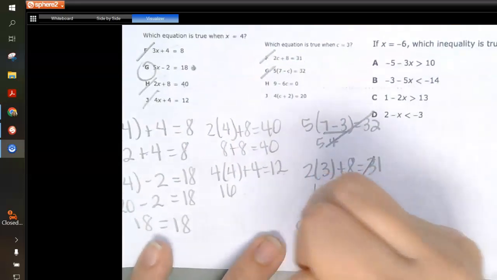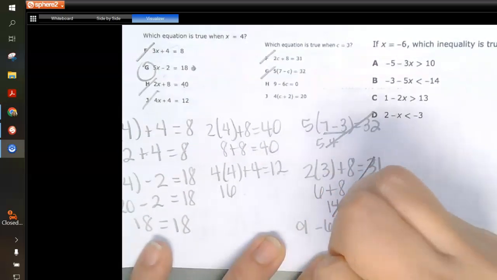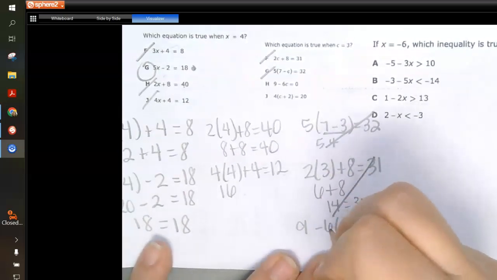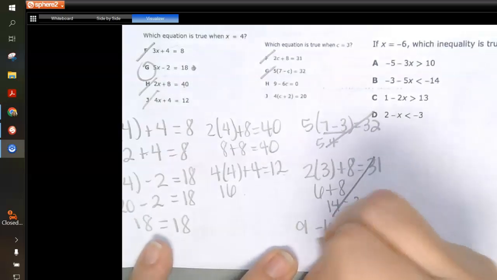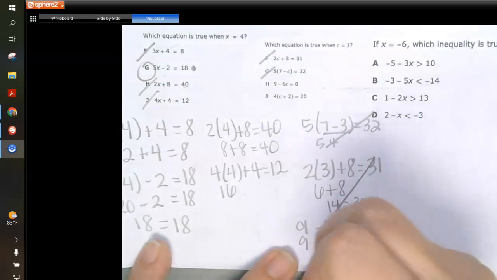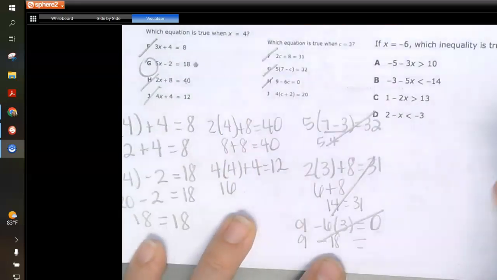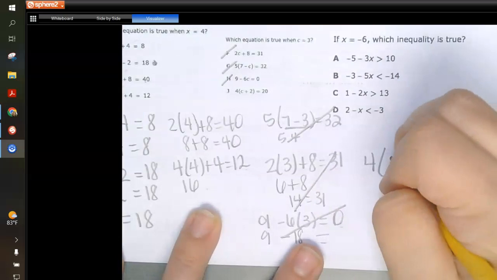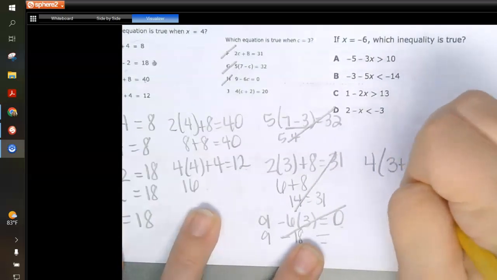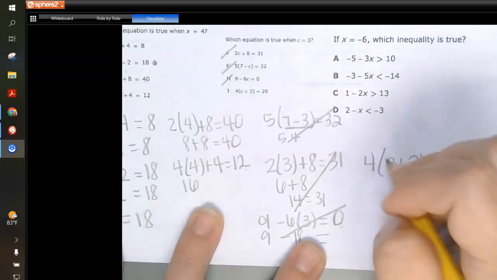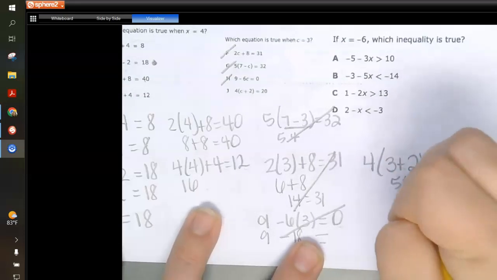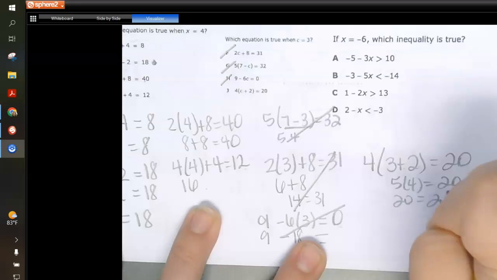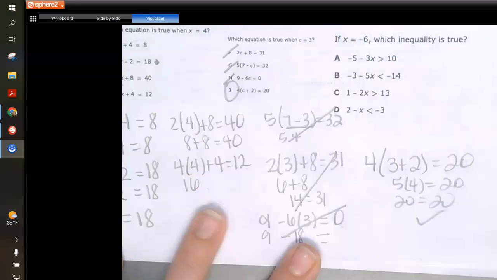So we have 9 minus 6 times 3 is equal to 0. This is going to be negative 18. 9 minus 18 is definitely not going to be equal to 0. Let's hope it's J and that Mrs. Brown hasn't made a mistake somewhere. 4 times 3 plus 2 is equal to 20. 3 plus 2 is 5, times 4 is equal to 20. 20 is equal to 20. So our answer would be J.